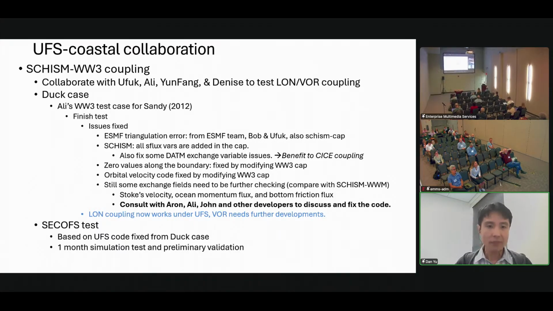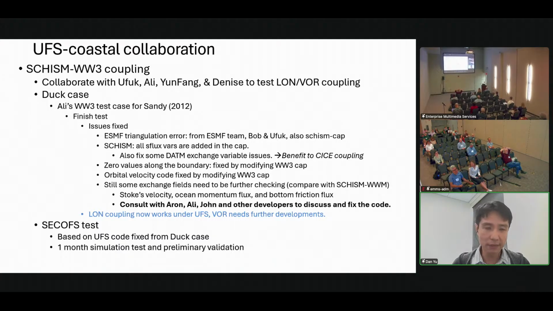And so we also found out some other exchange variables, like Stokes velocity, that we need to check further. Right now we will consult other model developers like Aaron, Ali, and John Warner to discuss and fix this code. So for the current status, right now Longuet-Higgins coupling works under the UFS Coastal, and vortex force 3D coupling needs further development.